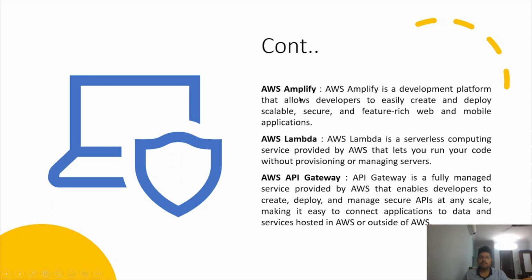First of all, AWS Amplify is a front-end development platform in which we can deploy our HTML file, a single file only, along with the CSS. After that, AWS Lambda is a serverless computing platform provided by AWS to run code without managing servers. API Gateway is a fully managed service provided by AWS to manage and secure APIs at any scale, making it easy to connect applications to data and services.